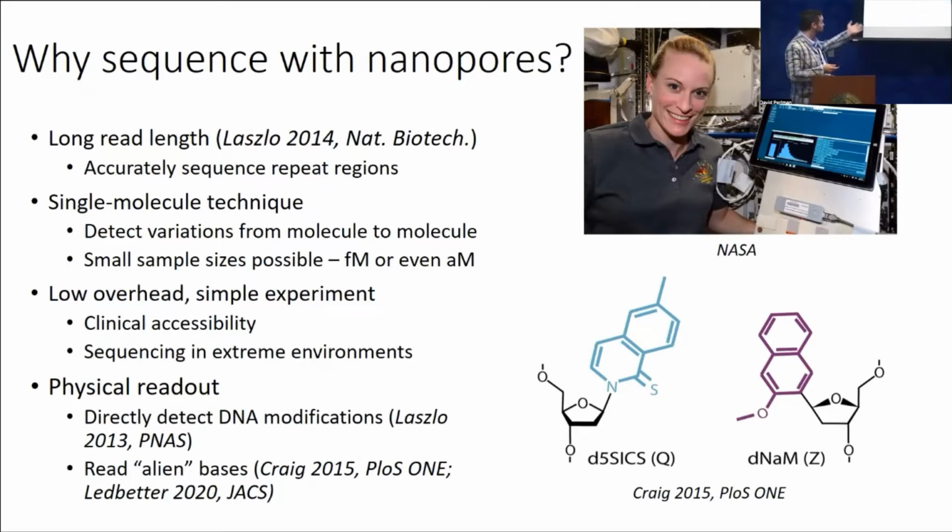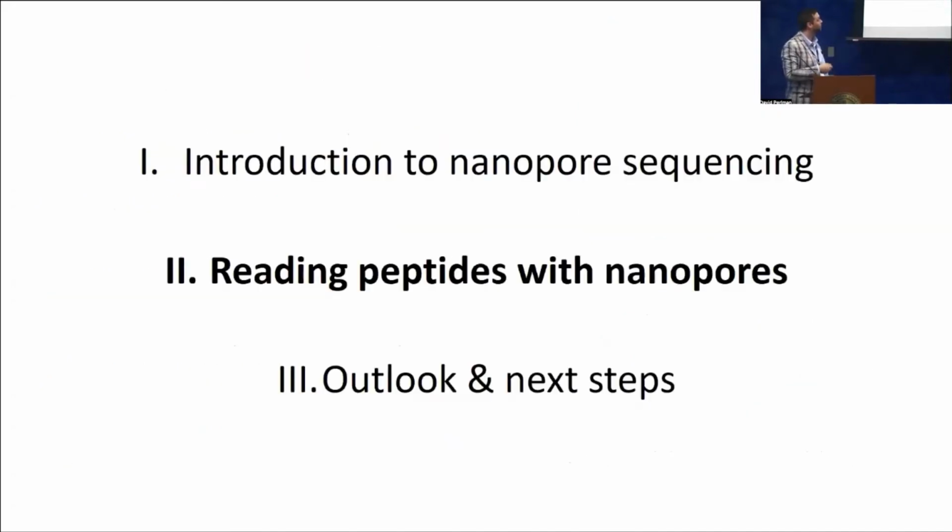And also the other thing that really makes it useful as a protein sequencing tool is that it's a physical readout. Sorry, so you can directly detect DNA modifications or alien bases, like non-canonical DNA bases, because the principle of it is not based on specific chemistries that attack each individual monomer. You're just physically interrogating this polymer with an electrical signal.